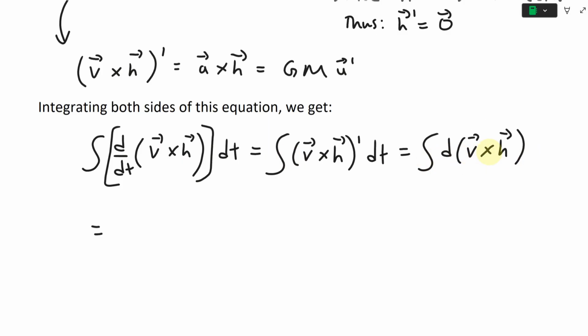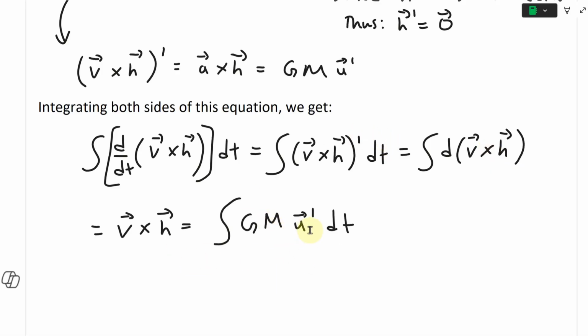Yeah, that's all it becomes. It just becomes v cross h, which equals, again, the integral of GM u prime dt, because that's what it equals. So the integral of u prime is just u, and this is just the constant GM, so it equals GM u, the u vector. And then we have a constant of integration, so plus c.